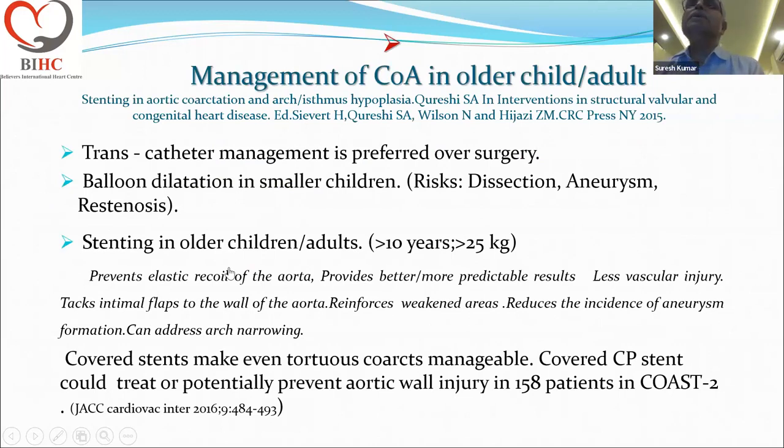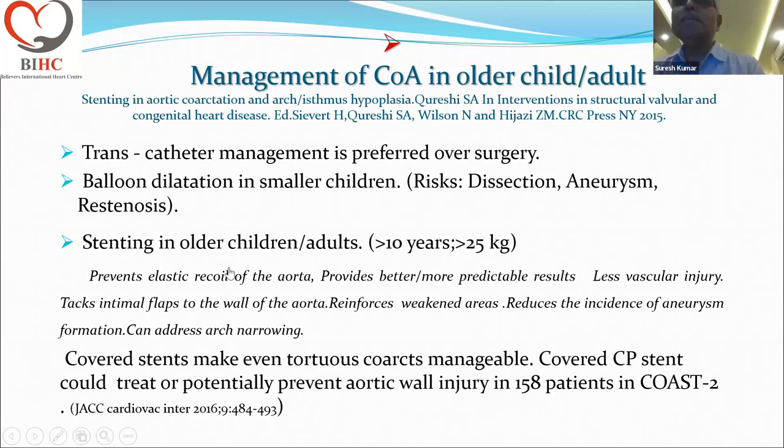So in the older child and adult, we are dealing with a little more favorable anatomy for interventions. Therefore, transcatheter management is preferred. In smaller children, you go for balloon dilatation. And in older children, how old? More than 10 years, more than 25 kg, you would rather stent them. Because stenting will prevent elastic recoil, provides better and more predictable results, less vascular injury, and tacks the intimal flap to the wall of the aorta, reinforcing the weakened areas, thereby reducing the chance of aneurysm formation.